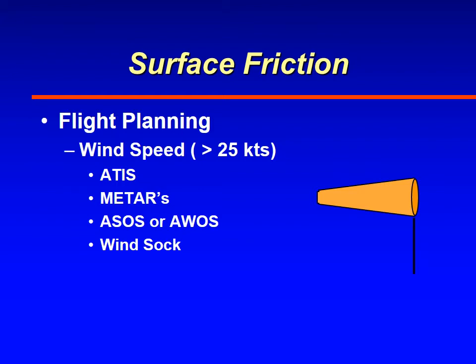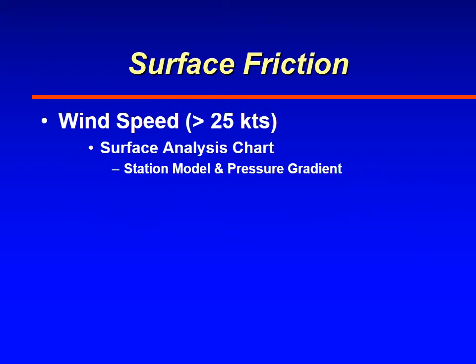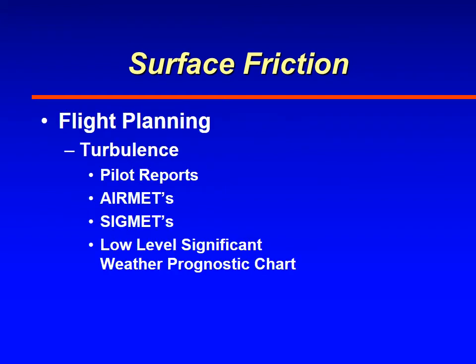So how do you know what the wind speed is? Of course, looking at windsocks, listening to the ASOS or AWOS on the radio. METARs will tell you, and also the ATIS. You can also look at the surface analysis chart, look at the packing of the isobars, and that tells you how strong the winds are.